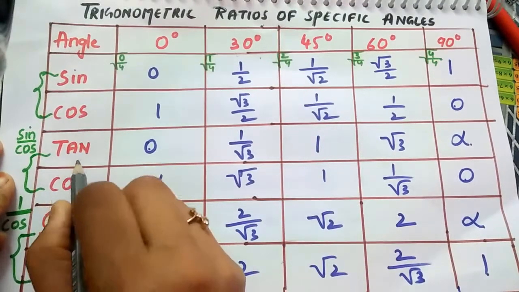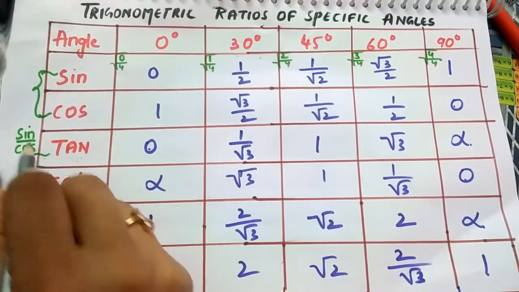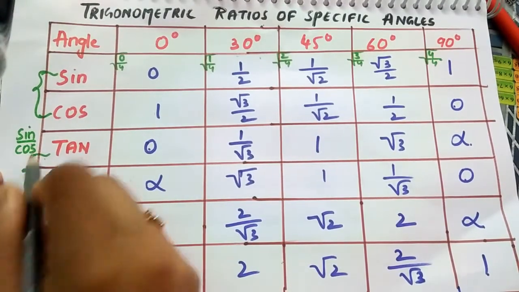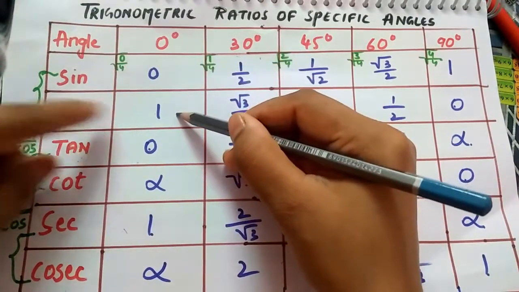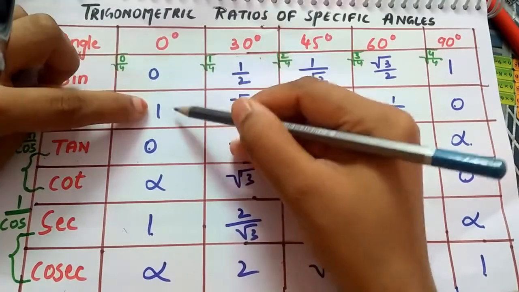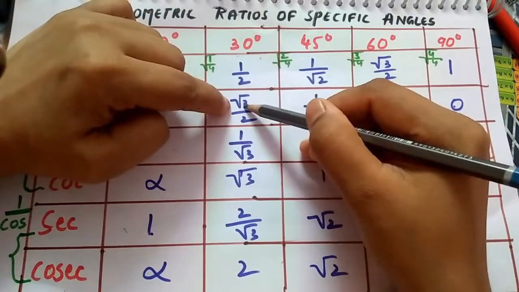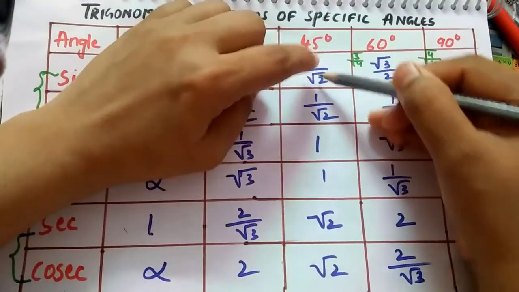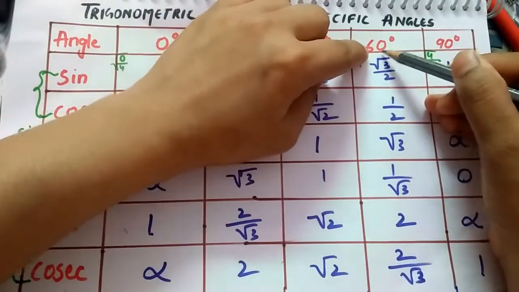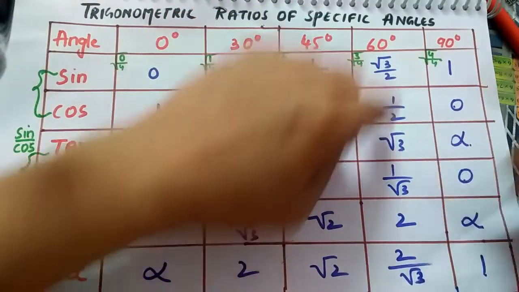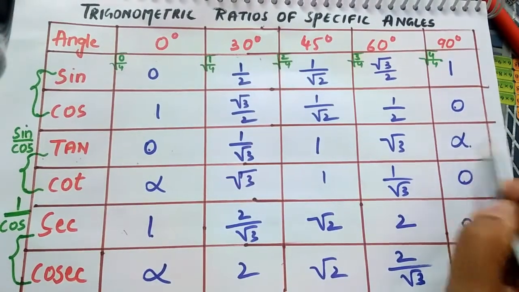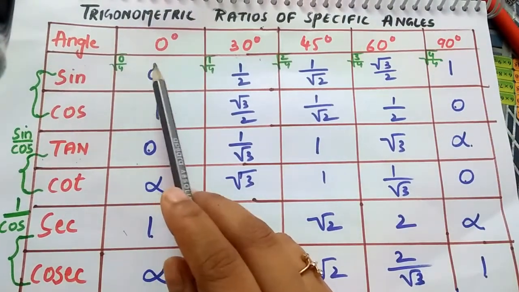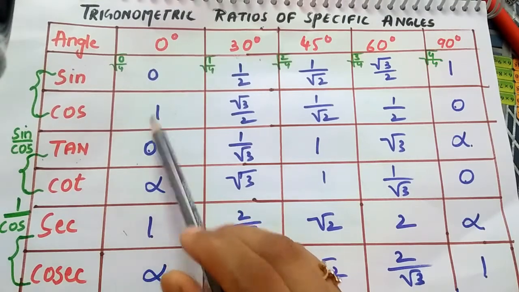Now let's take up the tan values. What is the formula for tan? Sin theta divided by cos theta. Since we know this, we take the division of sin and cos as tan. So 0 divided by 1 is 0. 1 by 2 divided by root 3 by 2 is 1 by root 3. 1 by root 2 divided by 1 by root 2 is 1. Root 3 by 2 divided by 1 by 2 is root 3. And 1 divided by 0 is infinity. Anything divided by 0 is infinity, and 0 divided by any number is 0.